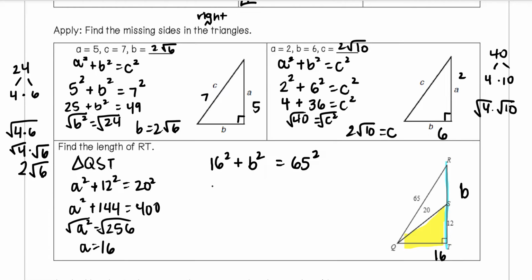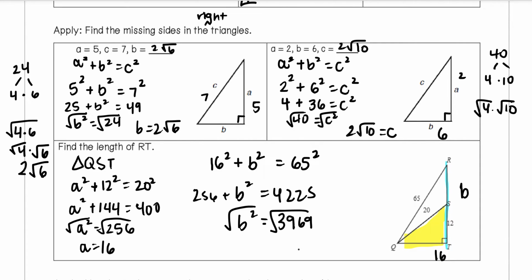So 16 squared is 256, and 65 squared gets us 4,225. Sorry for the delay. So we're going to take 256 plus b squared equals 4,225. We subtract 256 from both sides, and we get a difference of 3,969. We'll take the square root on both sides, and when you do that, it turns out that b equals 63. So that means that the length of RT is 63.